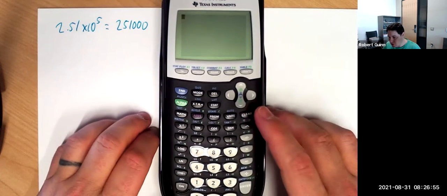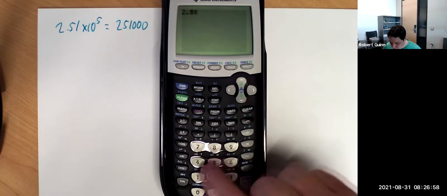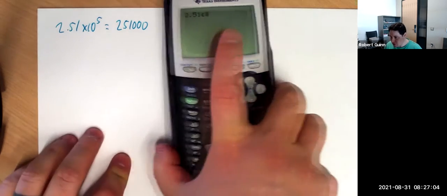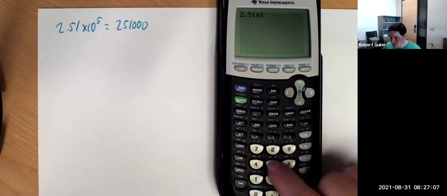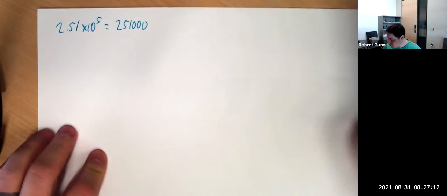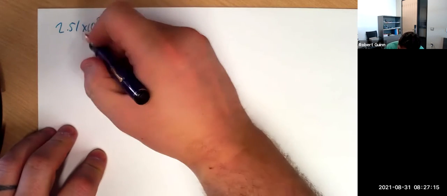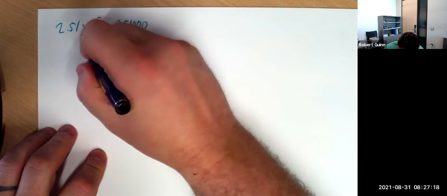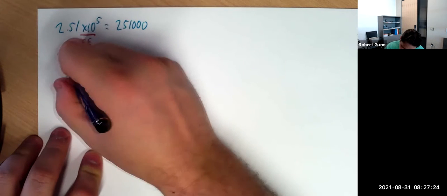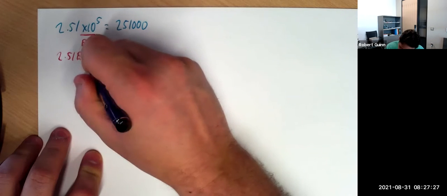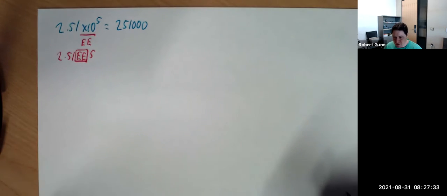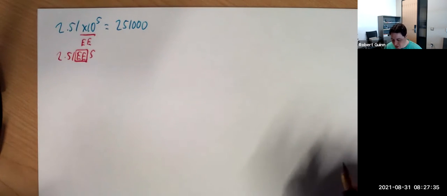So we're going to do 2.51, and then to get to that EE, we do second, and then hit that button. And now we do 5. And when you hit enter, you'll find that it's the same number. So what that means is EE means times 10 to the, right? So 2.51 EE, the EE button, and then 5. So that's how you would do scientific notation, by using that key.